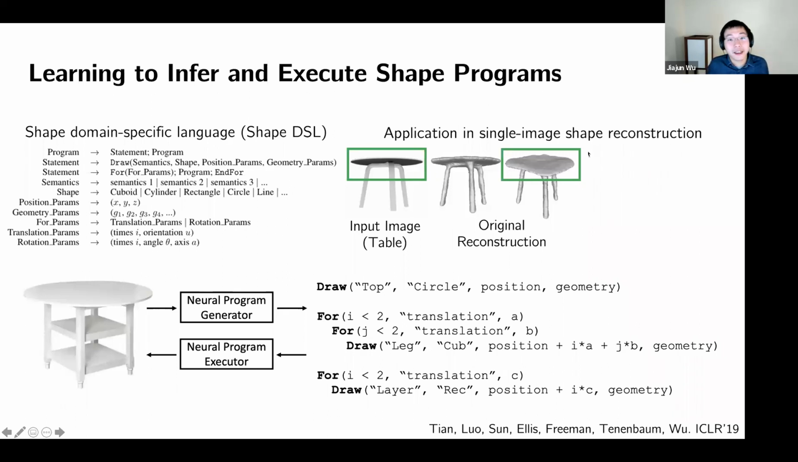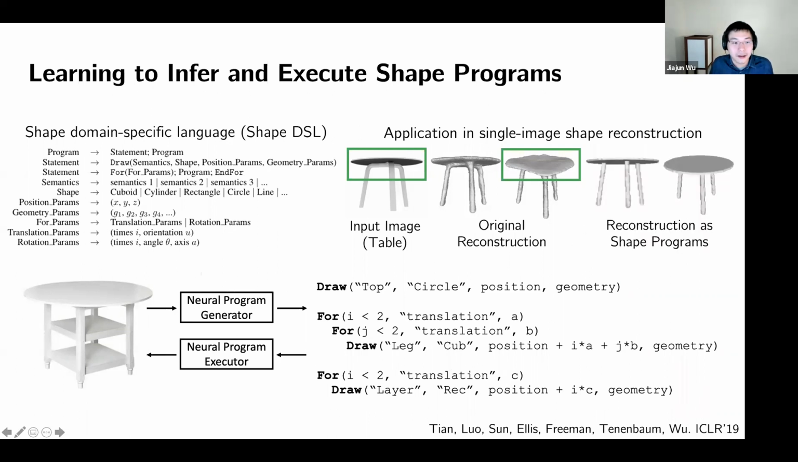Because if you look at the reconstruction from the input viewpoint, it already looks very similar to the input image, so there's not that much signal you can get from the input image. Instead, you have to resort to priors that shapes have this program-like structure. So if you reconstruct it into this shape program representation, using our program generator to translate, this is what you get. The top now looks much better and matches our intuition better.